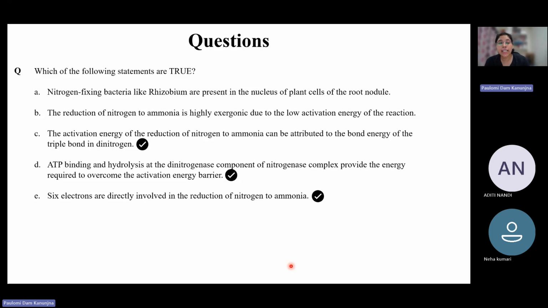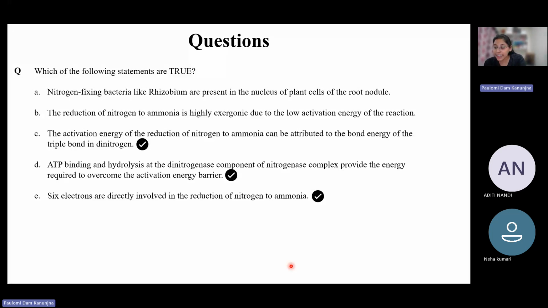Okay. Next one says the reduction of nitrogen to ammonia is highly exergonic due to low activation energy requirement. No, we have established this extensively, right? That it is not correct because even though it has delta G as negative, your N2 bond is highly stable and you need a very high activation energy to overcome that, right? Okay. Third one says, which is correct, the activation energy of the reduction of nitrogen to ammonia can be attributed to the bond energy. That's exactly what we have established, right?